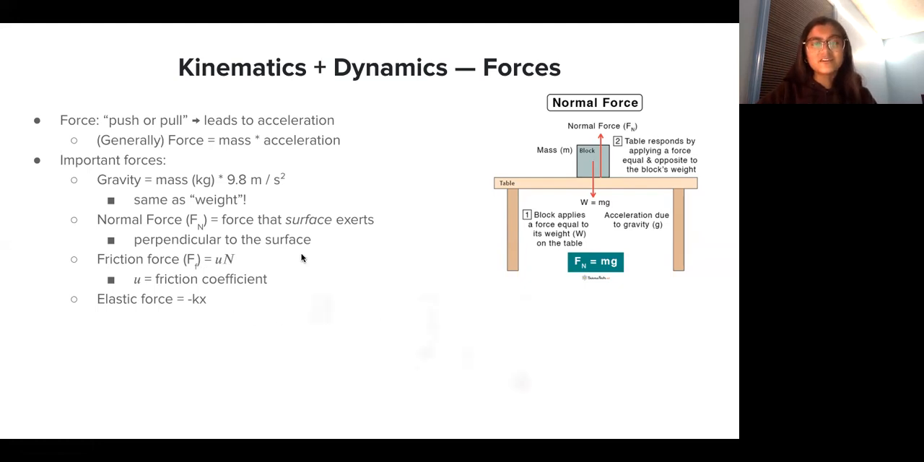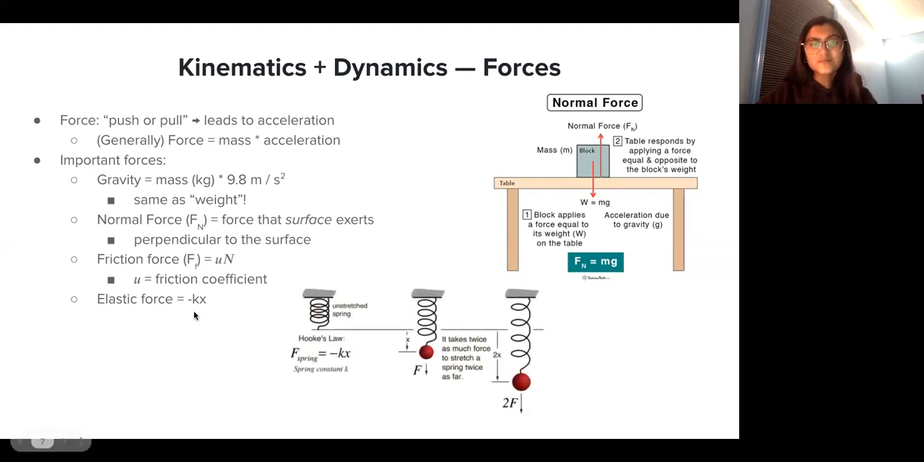And then you also have your elastic force, which will be equal to negative kx, where k is some spring constant, and x is the displacement of the spring. So these are some forces that you should know of and know how to calculate.